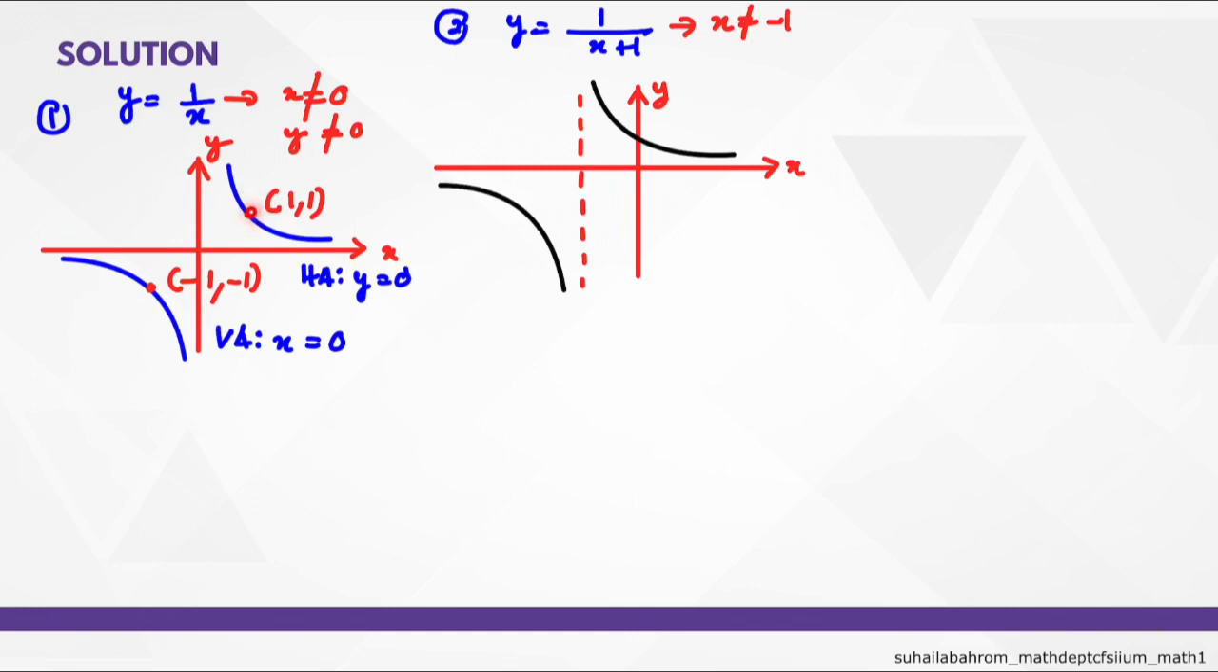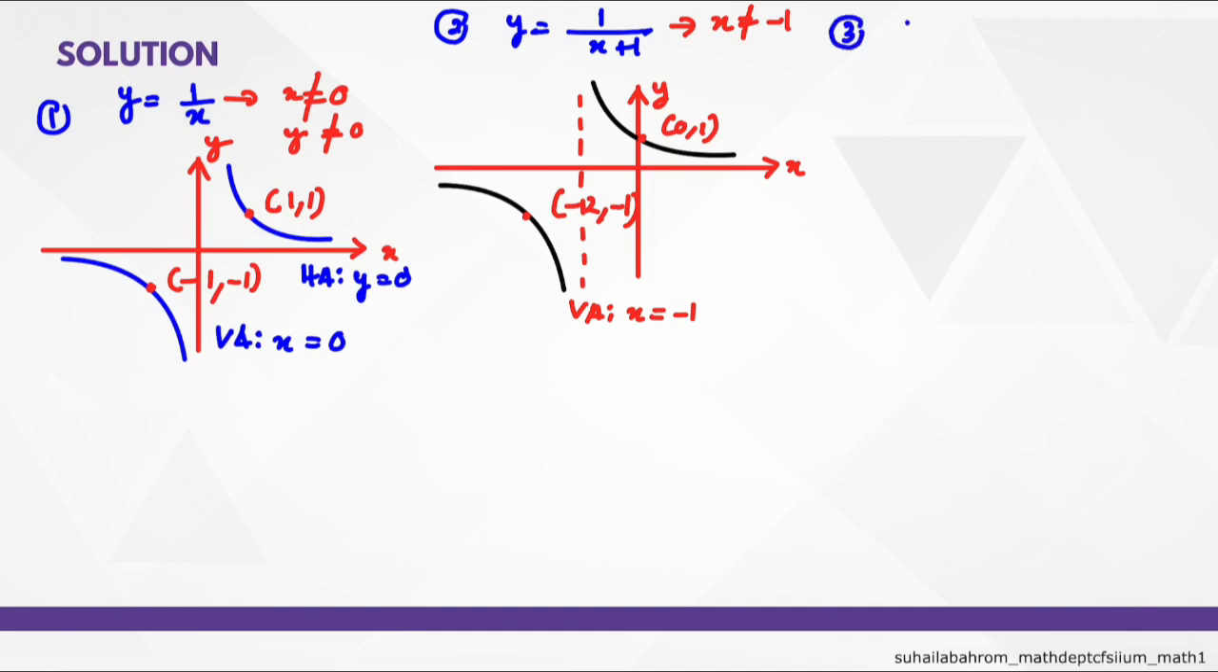The coordinate 1, 1 will become 0, 1. So the new coordinate here is 0, 1, and the new coordinate here is -2, -1. So we have here -2, -1. Okay, you have to label the asymptote here. The vertical asymptote is the line x equals -1.